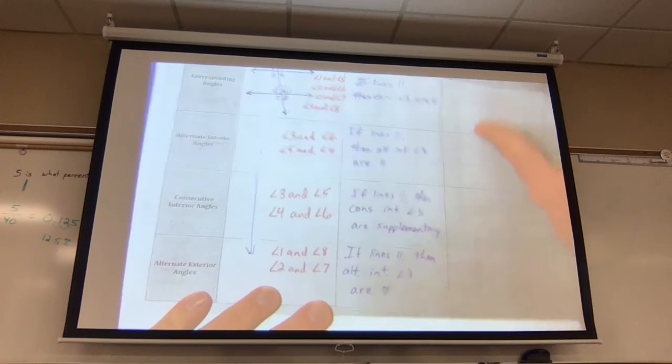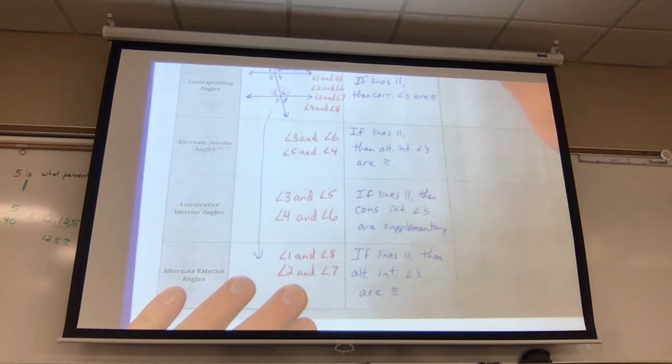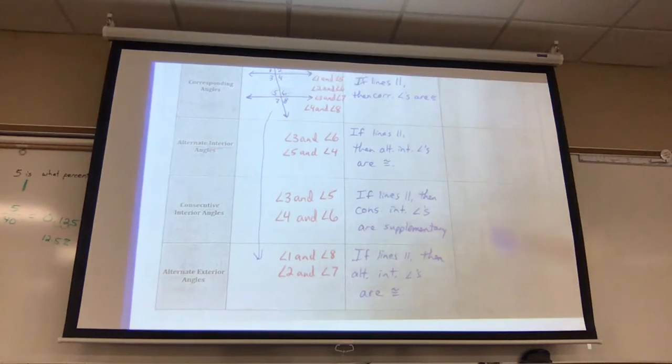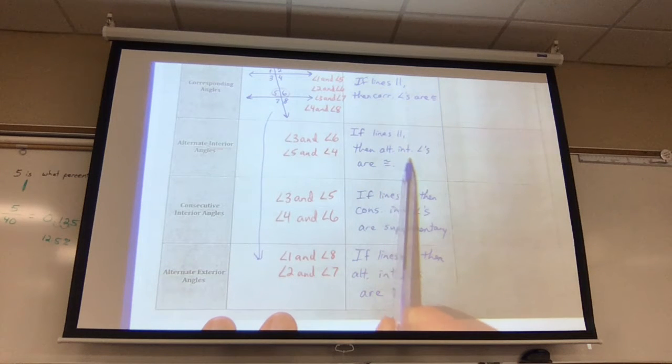And then we've got 3 theorems that go with them. The alternate interior angles theorem. Once again, alternate interior angles in your picture would be inside the 2 lines being intersected, and on opposite sides of your transversal, like 3 and 6 would be alternate interior angles. Same thing's going to happen here. If the lines are parallel, then your alternate interior angles are going to be congruent to each other.